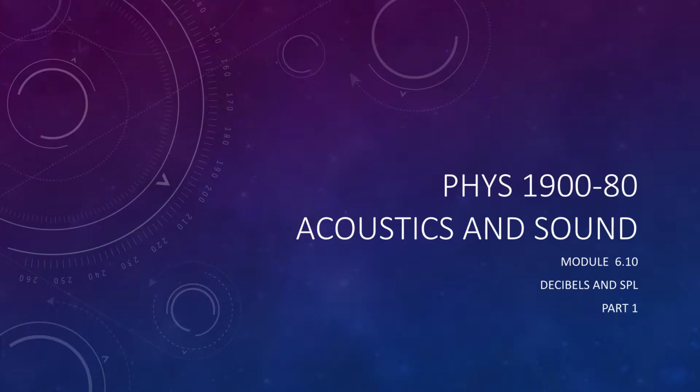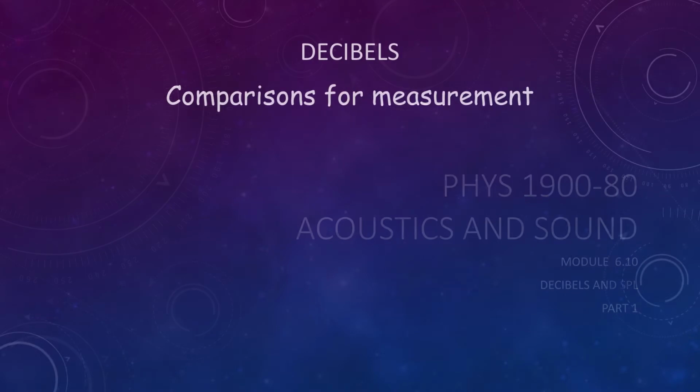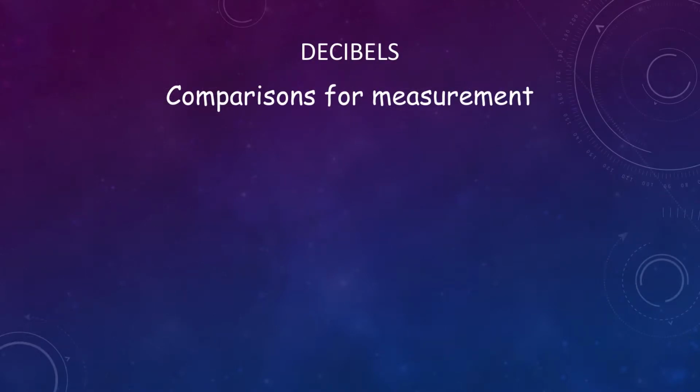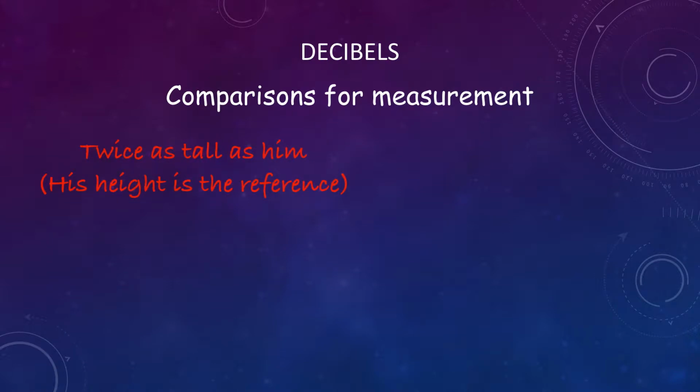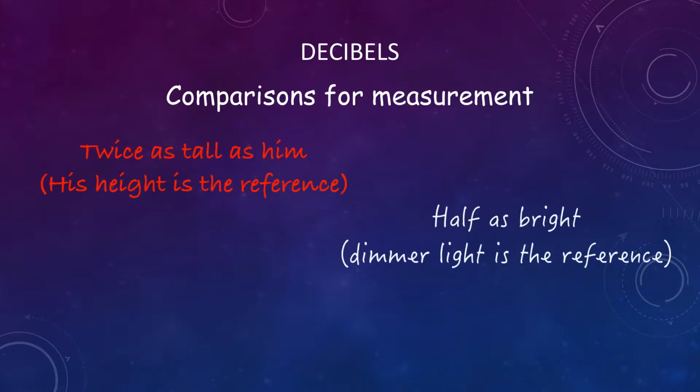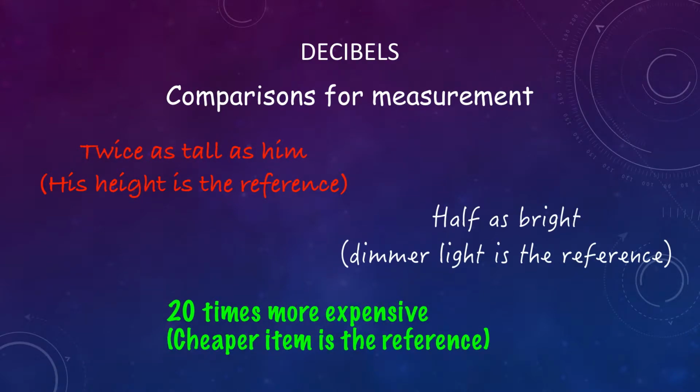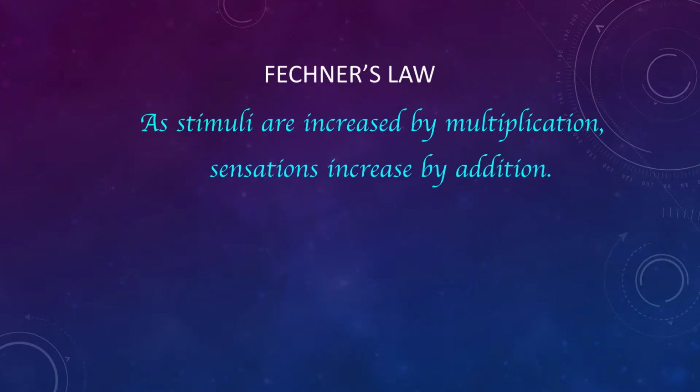Module 6.10, Decibels and Sound Pressure Levels. Often the way we describe or measure things is by comparison to something else. I'm twice as tall as him. That's half as bright. It's 20 times more expensive. And as we've said before, we perceive exponential stimuli in a linear fashion.